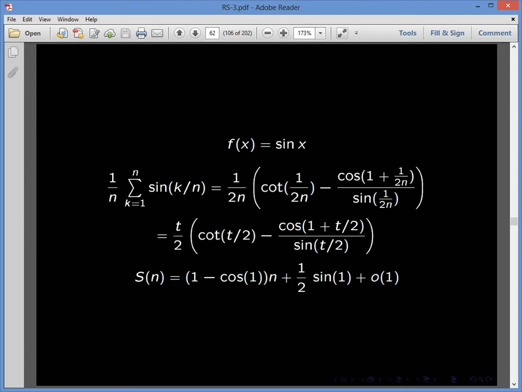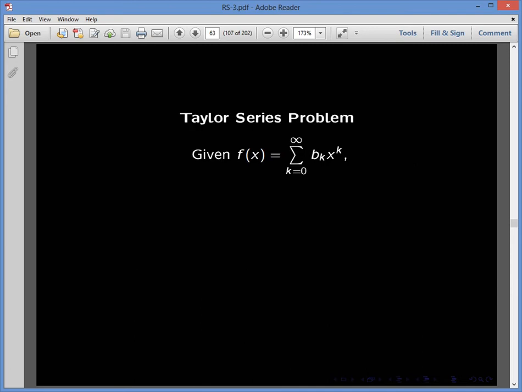So Sn, if you use this version, Sn becomes 1 minus cosine 1. That's the integral value of sine x between 0 and 1, multiplied by n. Then here is this constant term that is curious, 1/2 from the Bernoulli number, and here's a sine 1. Now it reveals, it seems like it's just that function value there. So it begins to reveal the one level below of our sum formula. Right, now it's formulated the Taylor series problem we're looking for.